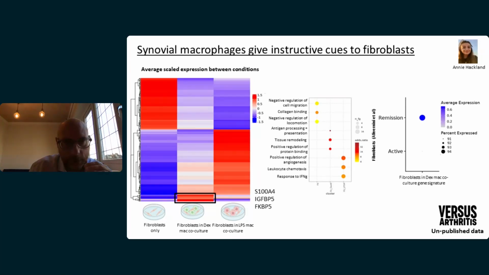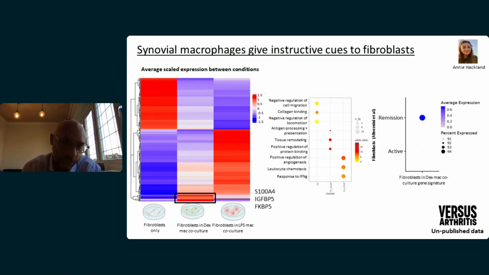And what we're really interested in is, why does that cellular checkpoint then fail in chronicity of disease? There must be something that's preventing the fibroblast from responding to the negative regulation from a regulatory macrophage. And that's, as yet unproven, but probably linked to epigenetics.